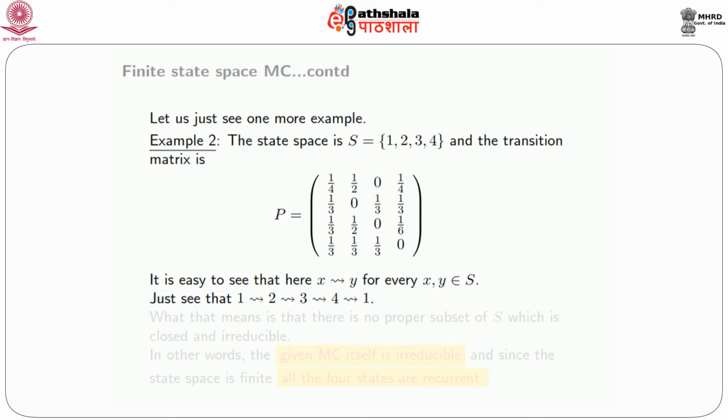You can see that 1 leads to 2 leads to 3, and 3 leads to 4, and 4 leads to 1, and all these are in one steps. So what this means, and now using the fact that leads to is a transitive relation, you can then conclude that every x leads to y for every x, y in S. So what that means is that there is no proper subset of S which is closed and irreducible, because every state leads to every state.